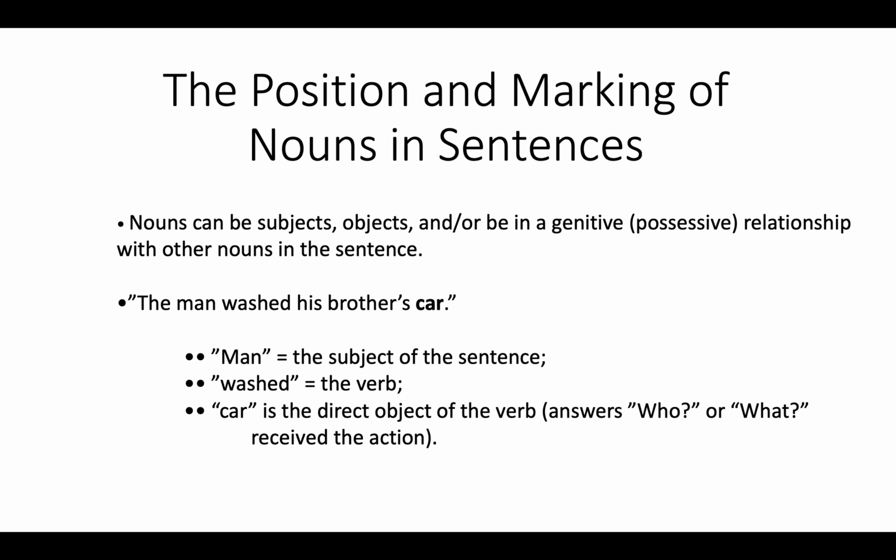So car is the direct object of the verb. Car is the thing that is receiving the action. Or another way you can think about it is that it answers the question who or what about the verb. So who or what was washed. In this case, the car was washed. So car is the direct object of the verb.